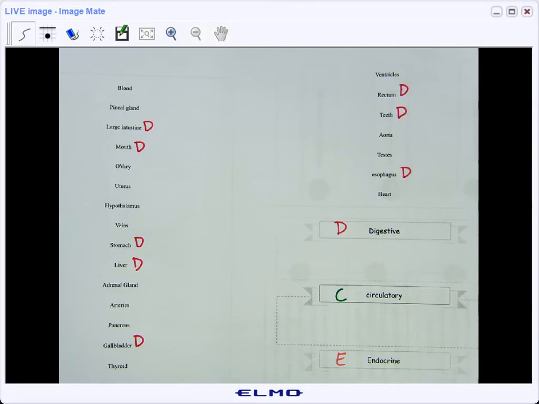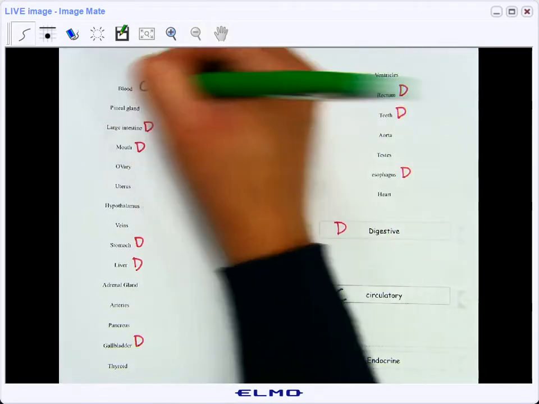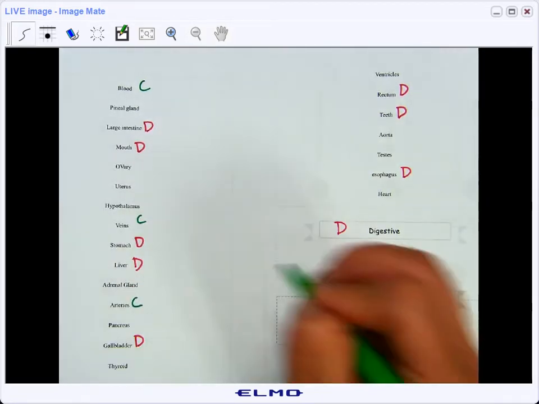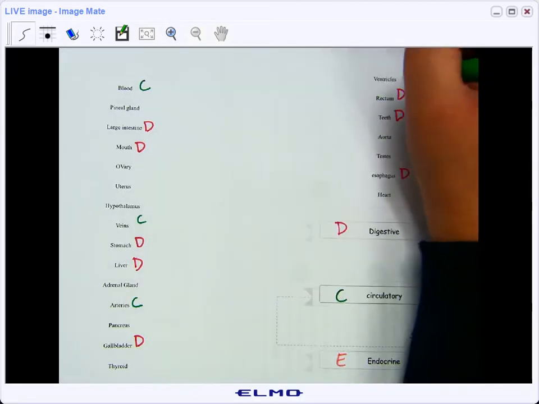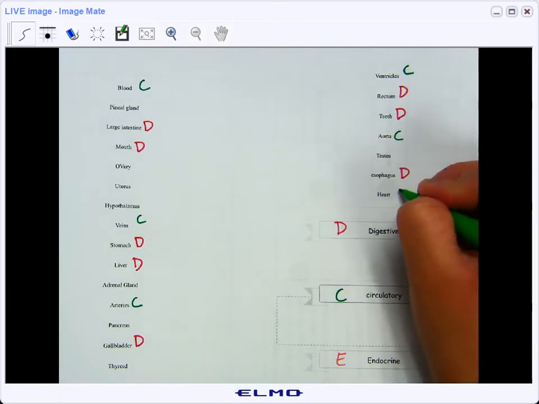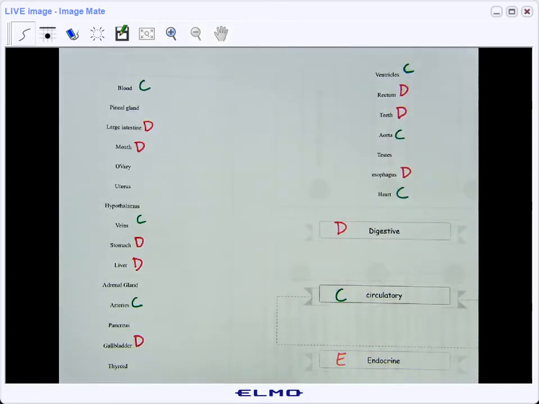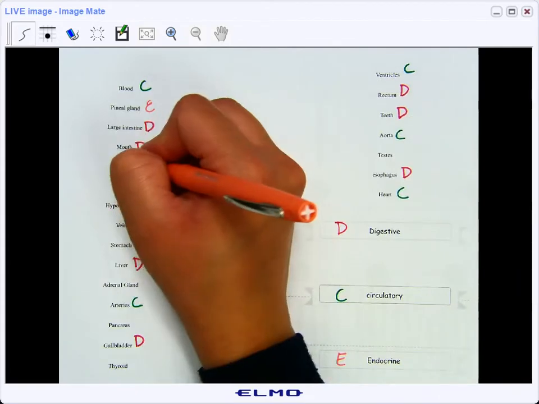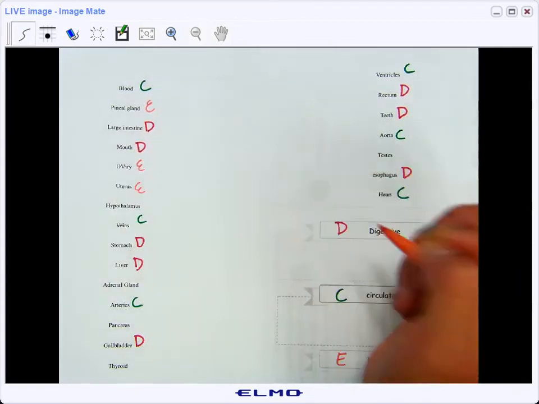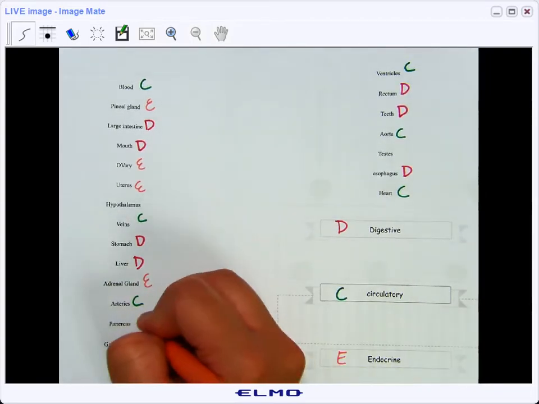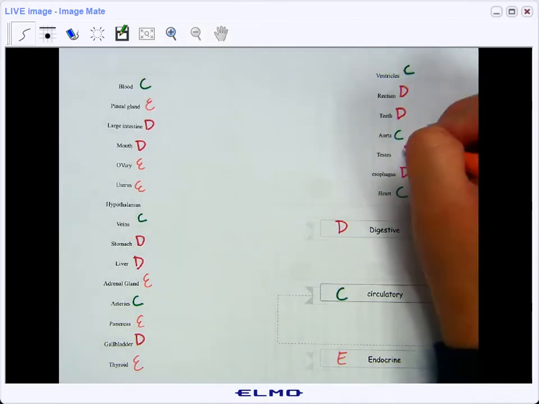Your circulatory system is going to have your blood, veins, arteries, ventricles, your aorta, and your heart. Finally, your endocrine system is going to have all of your glands, your pineal gland, ovaries, uterus, adrenal gland, the pancreas, thyroid, and your testes.